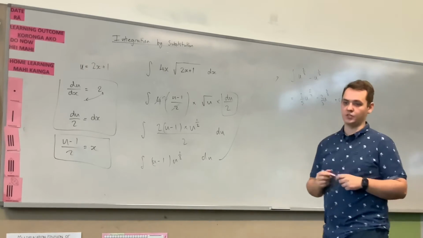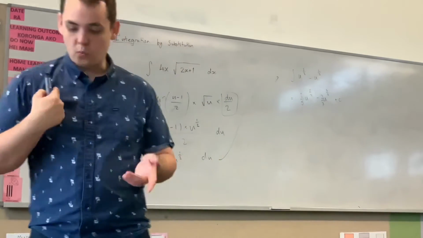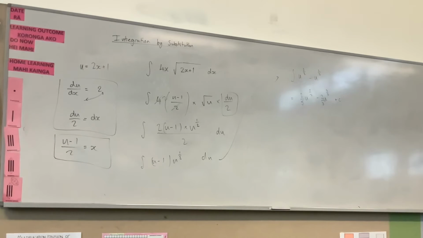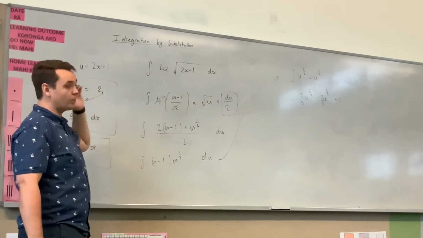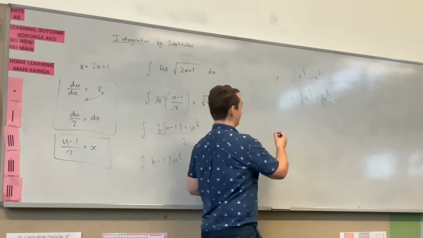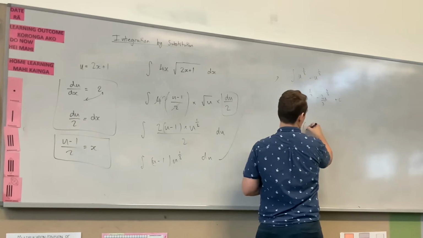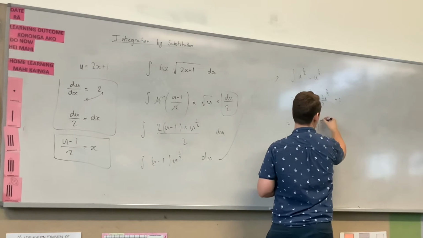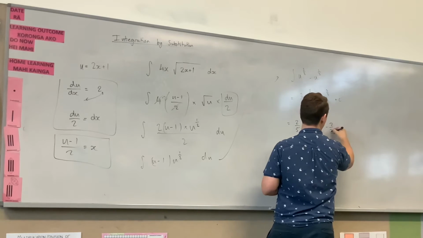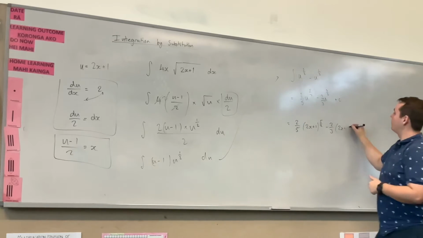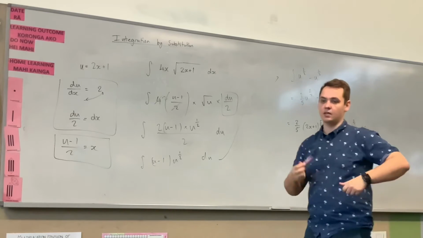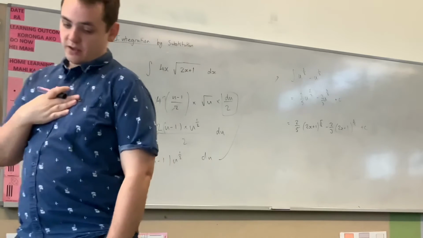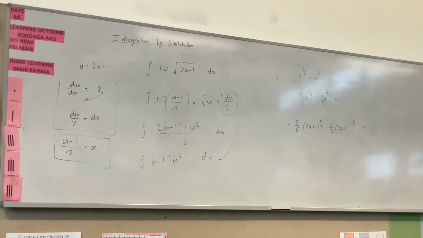Plus c. What do we have to do, you reckon, at the end? Yeah, you've changed x out. We wanted what the integral with respect to x was, so we need to then replace our u terms. u is 2x plus 1, so 2/5 (2x plus 1) to the power 5 over 2, minus 2/3 (2x plus 1) to the power 3 over 2, plus c. And that's it.